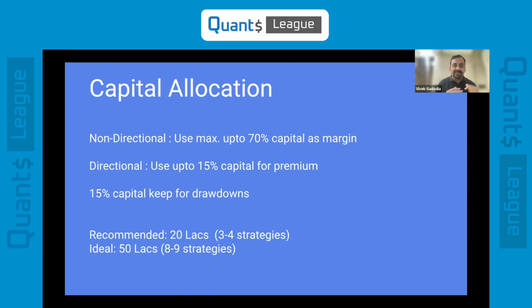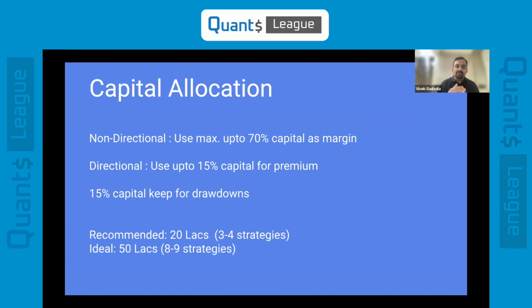So when the strategies are going through a drawdown phase, that's where you need to have capital to sustain and bear through the drawdowns, right? So to do all these strategies together, let's say there is a recommended capital of 20 lakhs, where we can do a mixture of 3 or 4 strategies.